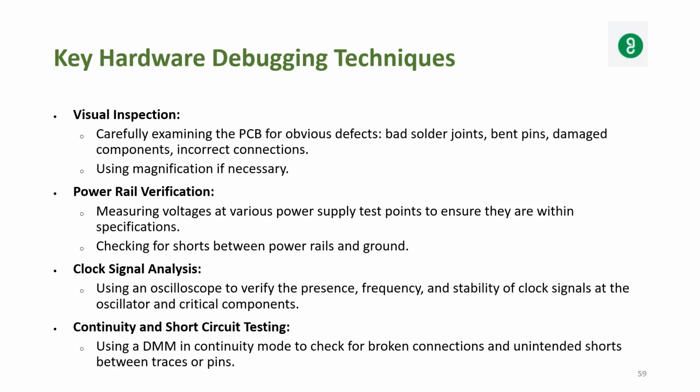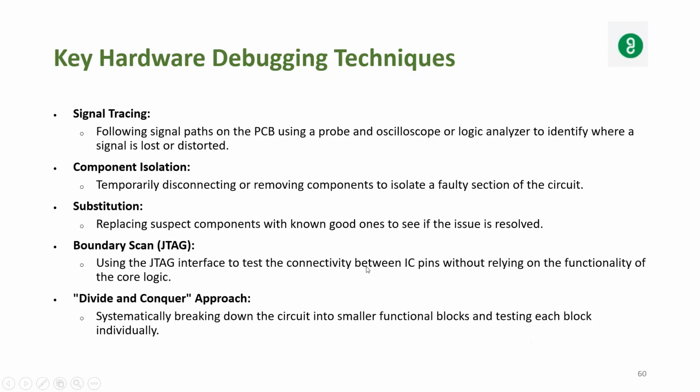Power rail verification: the rails on the board can be inspected, to see whether shorts have occurred or not. Clock signal analysis: use an oscilloscope to verify the presence, frequency, and stability of clock signals at the oscillator and critical components. Continuity and short circuit testing: a digital meter is used to check it.